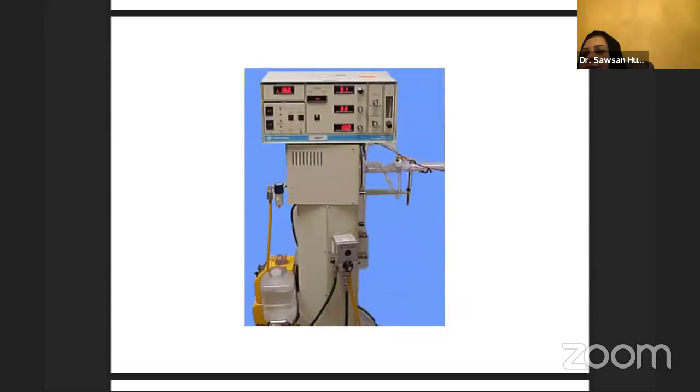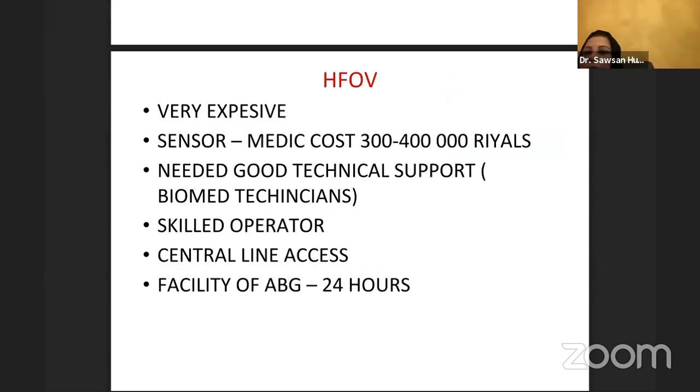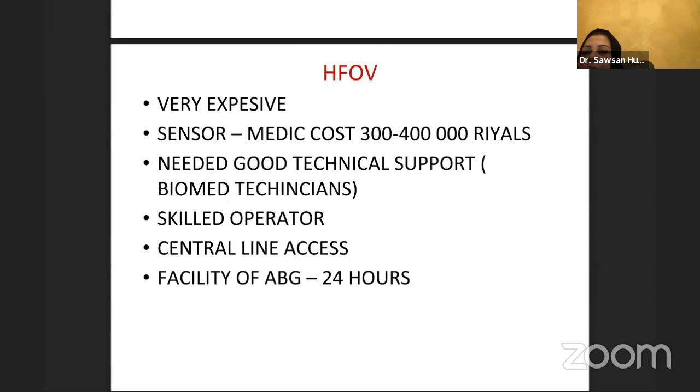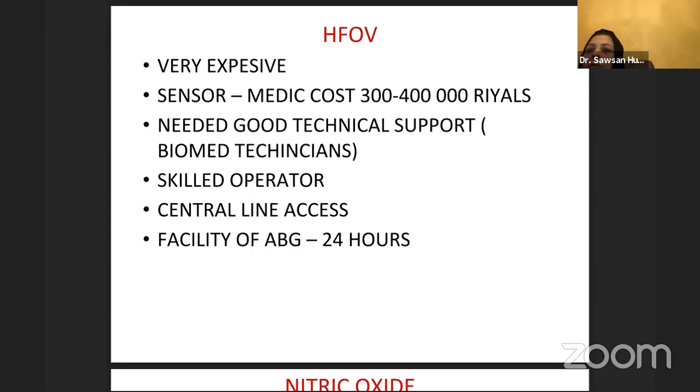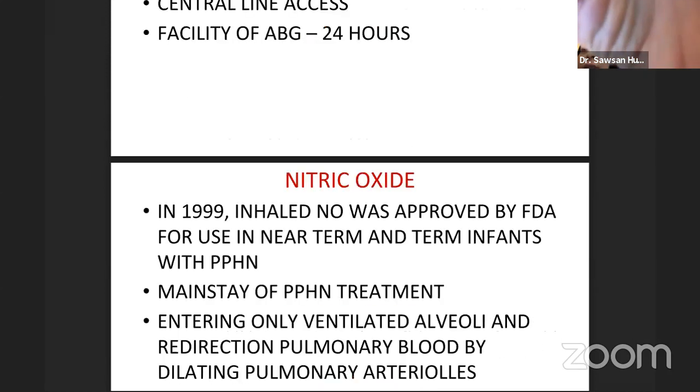And this is a picture of high frequency ventilation. Maybe most of the neonatologists are familiar with it. This is the SensorMedics. But high frequency ventilation is very, very expensive. It costs around 300 to 400,000 riyals, if not even more. And it needs good technical support, biomedical technicians, a skilled operator, central line access, and facility for ABG 24 hourly. And most of the institutes, as I mentioned, don't have high frequency oscillatory ventilation.